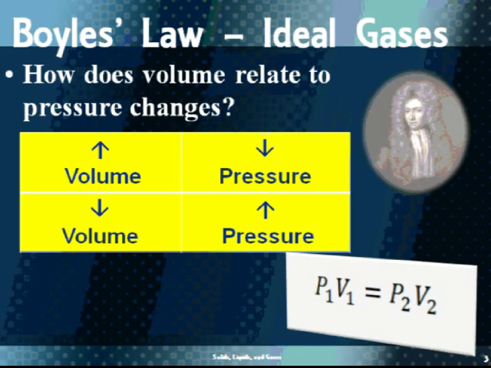Mathematically, this can be represented by our equation where the first pressure and the first volume are equal to the second pressure and the final volume. Since they are inversely related, we can show it in the yellow box below. As you can see, as volume increases, pressure will decrease.